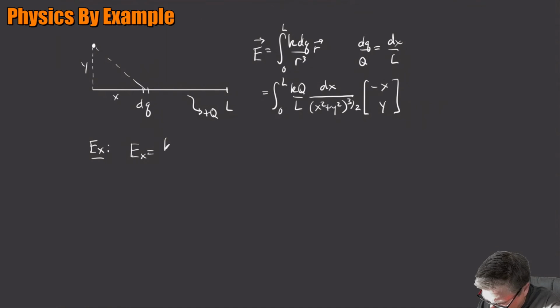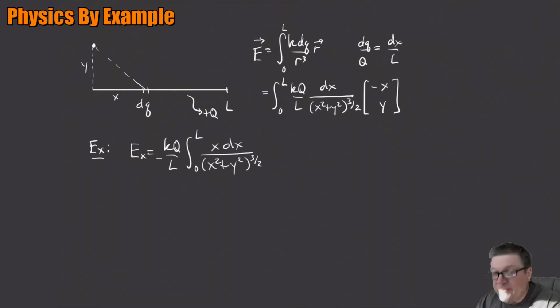E_x is kq over L. Let's see, it's going to be minus, right? I've got to remember that minus sign out there. I'm going to have the integral from 0 to L of x dx over this business on the bottom, (x squared plus y squared) to the 3/2.